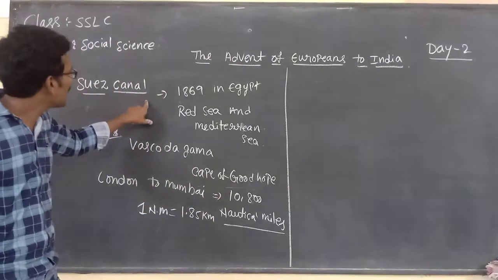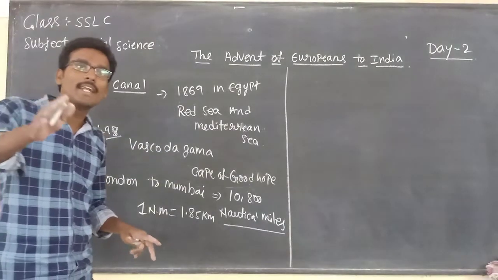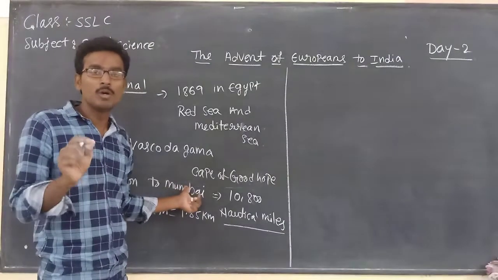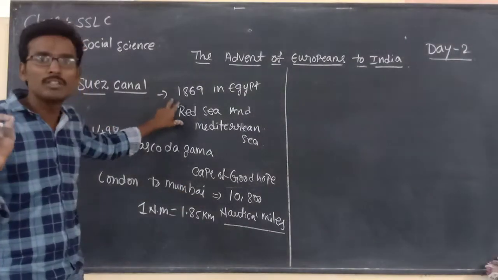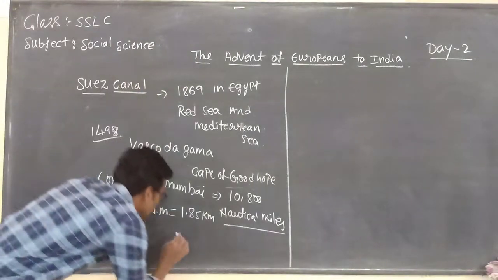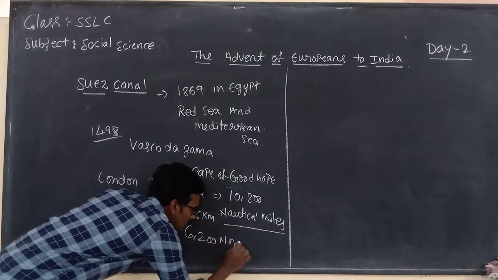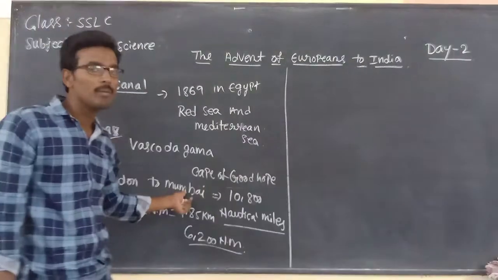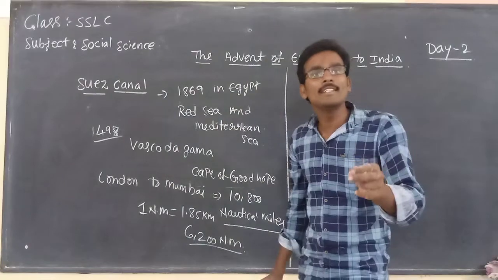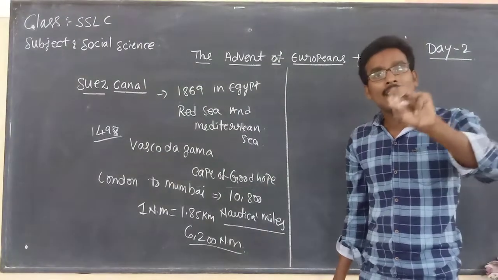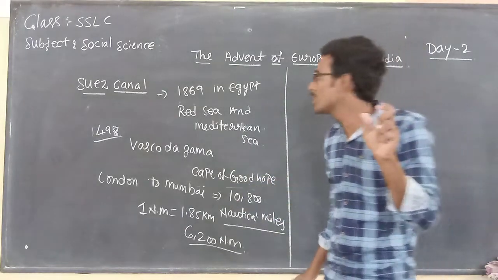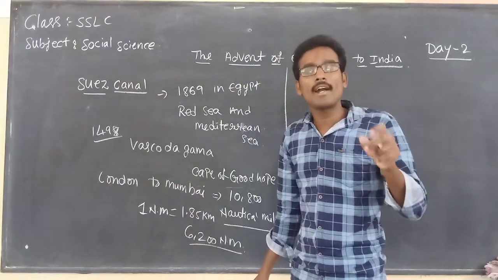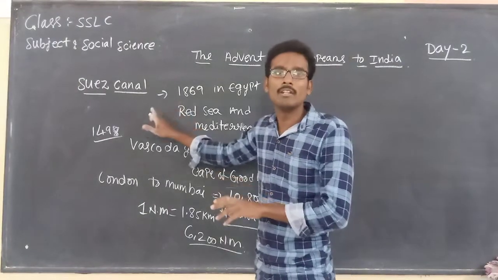But after the construction of the Suez Canal, half of the distance between London and Mumbai was reduced. If the ship travels through the Suez Canal, the distance is only 6,200 nautical miles. So here, half of the distance between London and Mumbai is reduced. This is one of the key factors that encouraged the Europeans to trade with the eastern countries as well as India. That is why the concept of the Suez Canal is very important. It is one of the motivating factors for the Europeans to trade with the eastern countries.